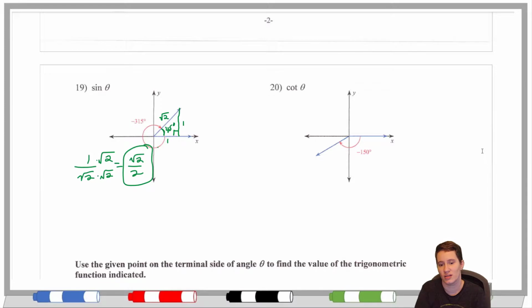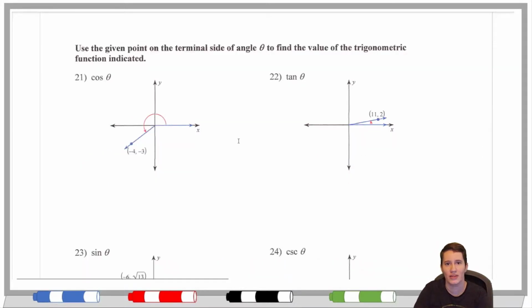This one is a 30, 60, 90 triangle, but the perspective is different than in 17 and 18 because this is 30 left over here. So this side will be 1, although it will be negative. This side will be negative square root of 3. This side will be 2. So cotangent is adjacent over opposite, so negative square root of 3 over negative 1, which the negatives cancel, and it's just square root of 3.